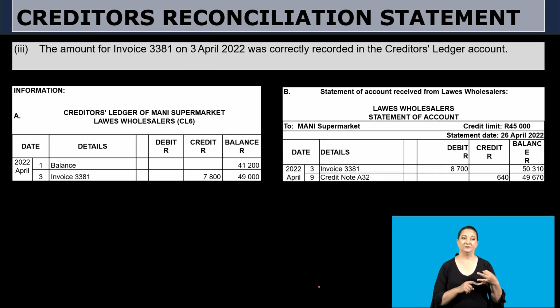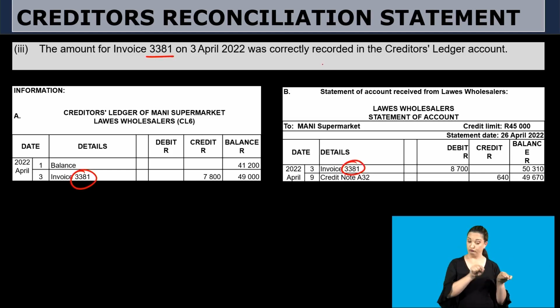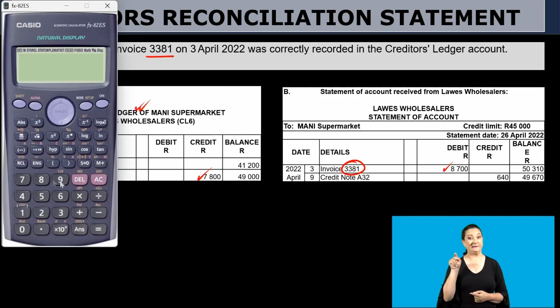Number 3 reads, the amount for invoice 3381. I can see invoice 3381 was correctly recorded in the creditors ledger account. So here is the creditors ledger. That means it is correct here. 7.8 is the correct amount. They recorded 8.7. So now we need to get the difference. They recorded 8.7, which is incorrect. The correct amount was supposed to be 7.8.